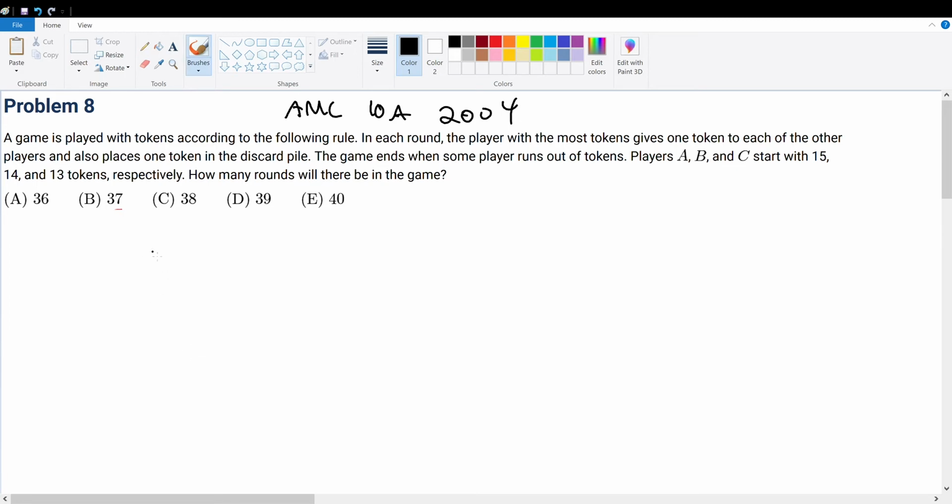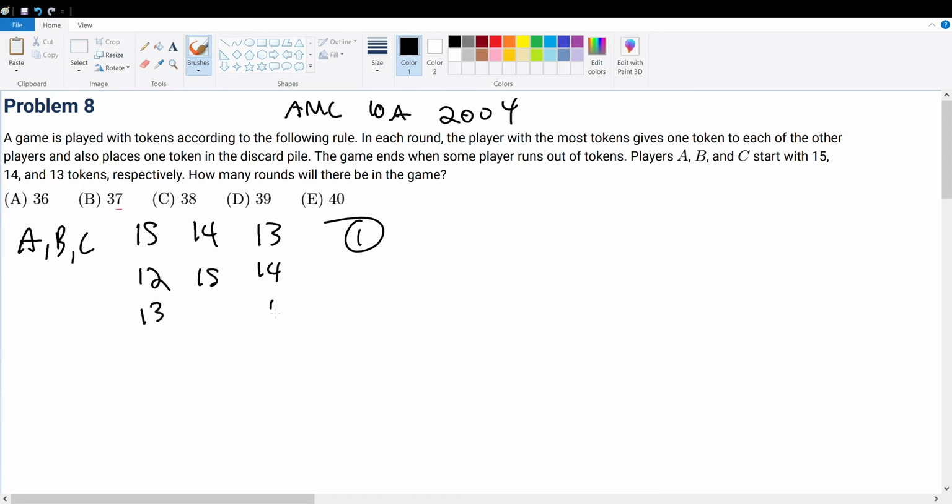So if you do not understand a similarity that's occurring within the question, play out some scenarios. Don't be afraid to solve the question. If you have 15, 14, 13 to start out with, that's A, B, C respectively, then A gives 3 away because he must put 1 in the discard pile and give 1 to the rest. So 15, 14, he will have 12. And then 15 must give 1 to each, so this becomes 13, and 15 puts 1 in the discard pile.